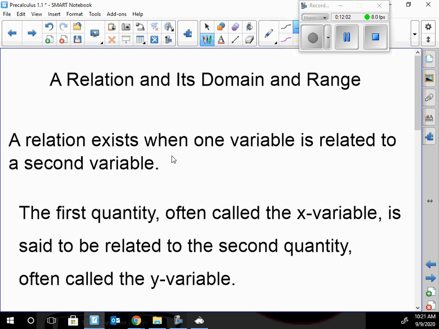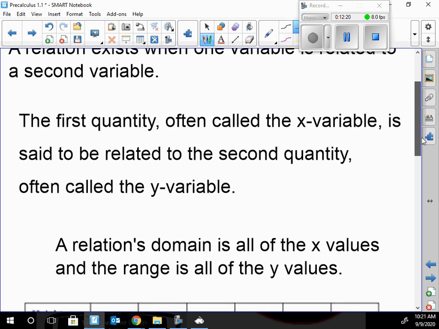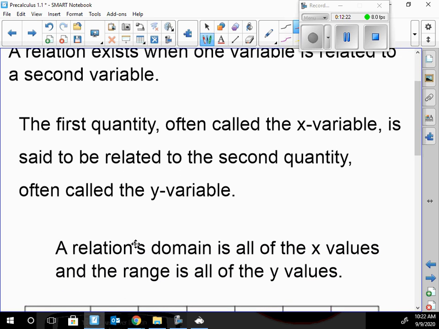A relation, its domain and range. So a relationship exists whenever one variable is related to a second variable. The first quantity, often called the x variable, is said to be related to the second quantity, often called the y variable. A relation's domain is all of the x values, and the range is all of the y values.